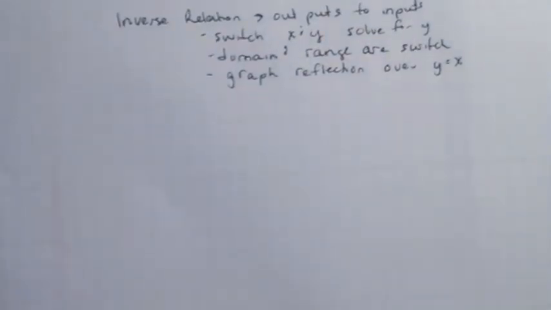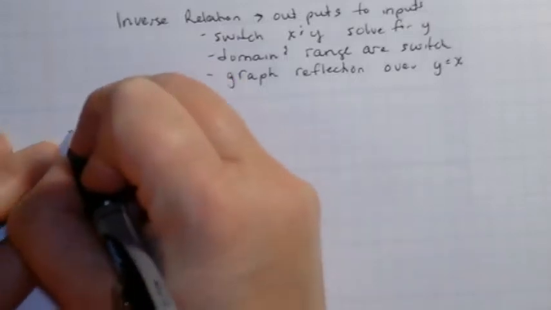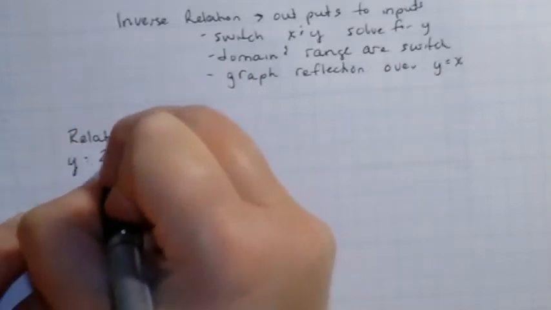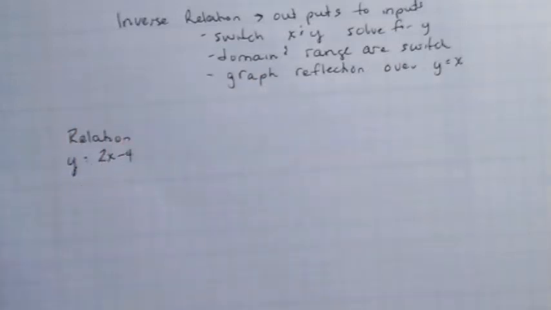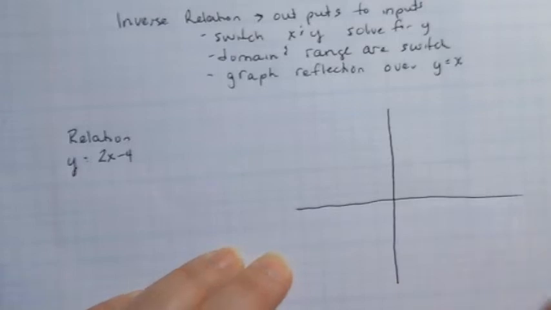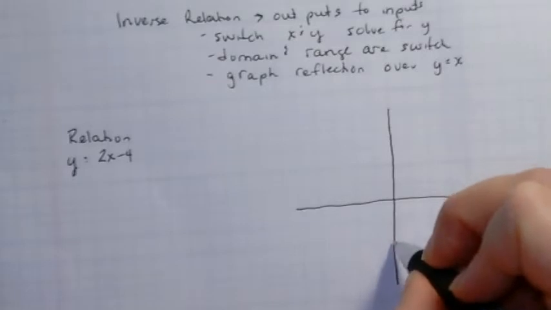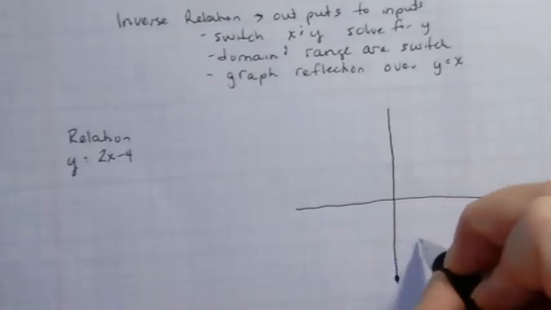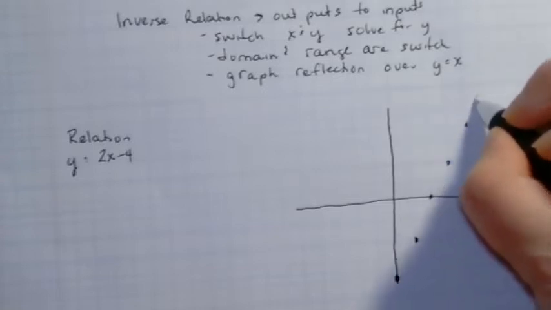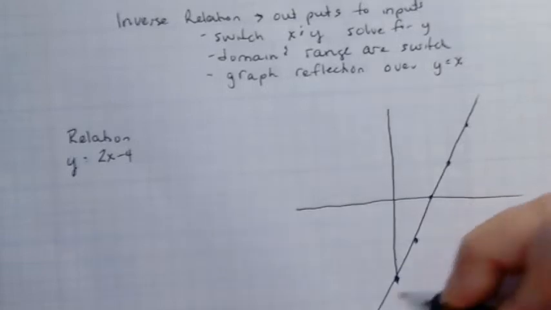All right, so let's start off with the relation, and we'll see if we can find its inverse and graph it. The relation that we're going to have is y equals 2x minus 4. I used graph paper today just so you could see. I'm going to start by graphing y equals 2x minus 4. I'm going to go down to negative 4 and put a point. Then I'm going to go up 2 over 1. So that kind of looks something like this.